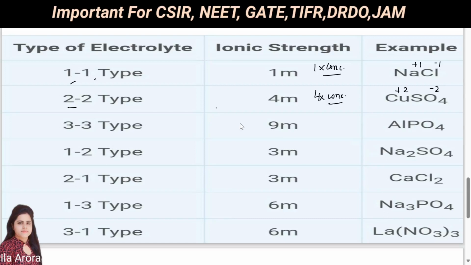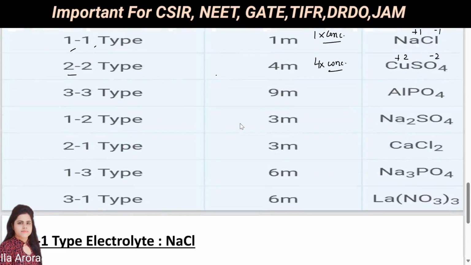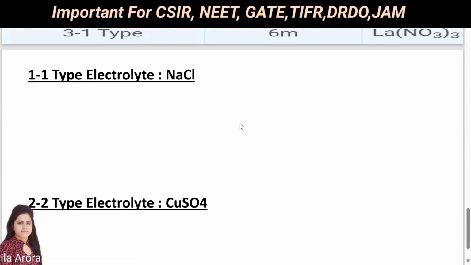Likewise, if you learn all these, it will be very easy and you can calculate ionic strength in less than 1 minute. Now I am giving you one example. Suppose you have NaCl. So this is 1,1 type. Here according to that table, ionic strength should be 1 into concentration. Suppose I am taking the concentration as 2 molar, a 2 molar NaCl solution. So how will you calculate it?